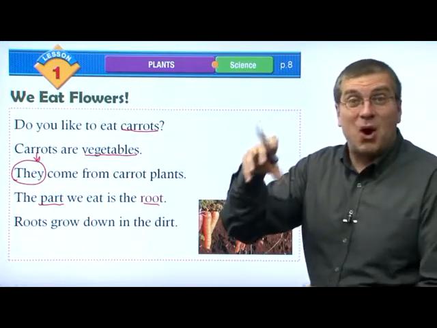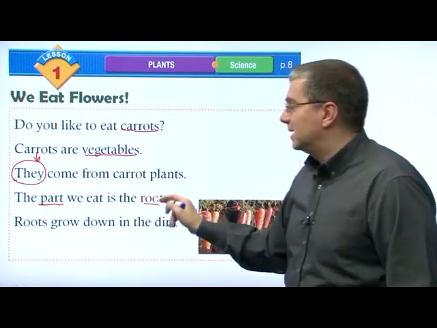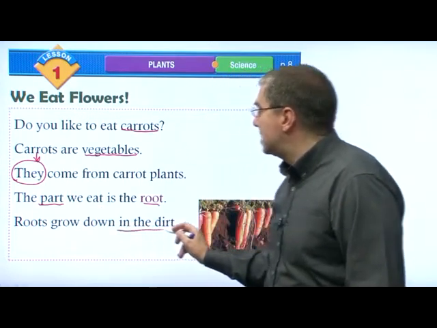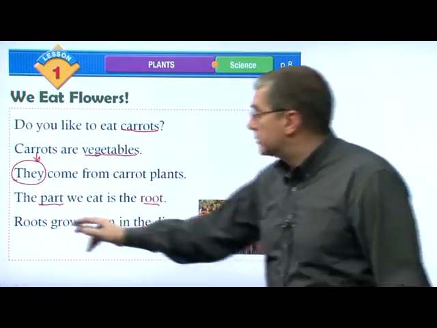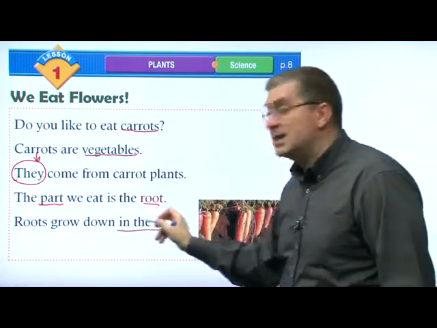It's the biggest part of the carrot plant. So the part we eat is the root. Roots grow down in the dirt, underground. So roots grow, they get bigger underground, in the dirt.